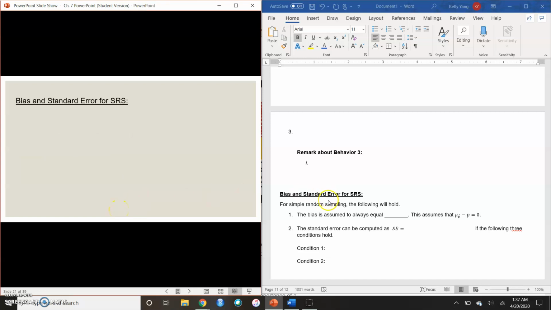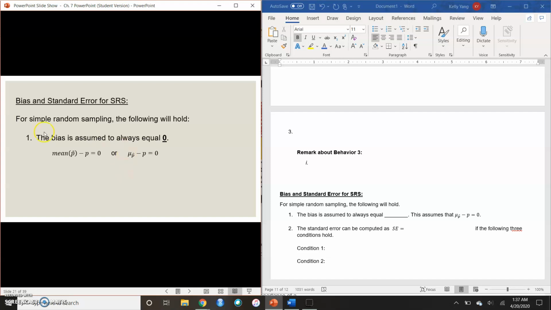So now I'm going to talk specifically about the bias and standard error for a simple random sampling. So far I've only talked about bias and standard error overall, but now what does it mean in terms of being a simple random sample? For simple random sampling, the following will be true. Number 1, the bias is always assumed to be 0 because a simple random sampling is without replacement and is also equally likely and random, ruling out all chances of being biased.